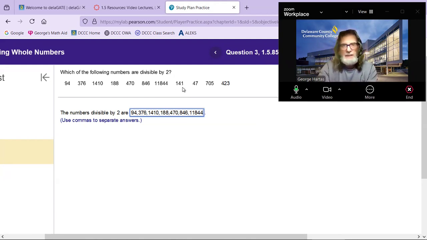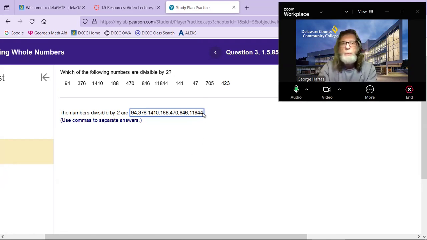Well, that's an odd number. Odd numbers are numbers where the ones place value is 1, 3, 5, 7, 9. And 2 will not divide evenly into those numbers. So we're not going to put that in here. So that's odd. We're skipping that. 47 is odd. 705 is odd. 423 is odd.